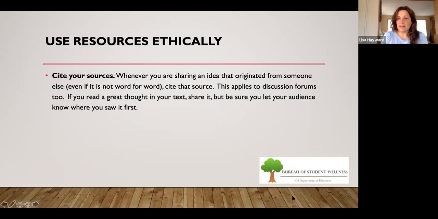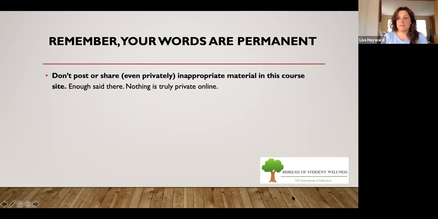Use resources ethically. Cite your sources. Whenever you're sharing an idea that originated from someone else, even if it's not word for word, cite that source. This applies to discussion forums too. If you read a great thought in your text, share it, but be sure you let your audience know where you saw it first. Remember, your words are permanent, so are your images. Don't post or share, even privately, inappropriate material in this course site. Enough said. Nothing is truly private online.